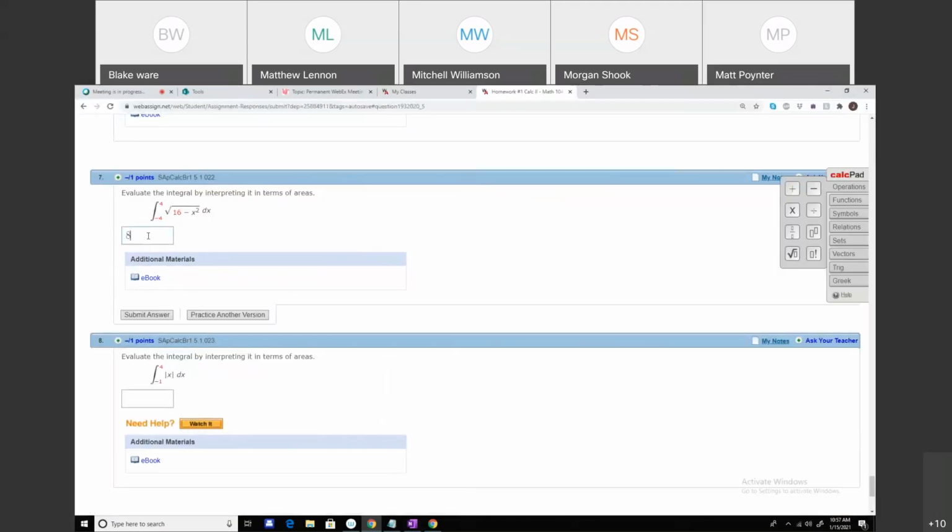So I'm going to do 8. I'm going to see if they have a pi symbol over here. Sure do. 8 pi.